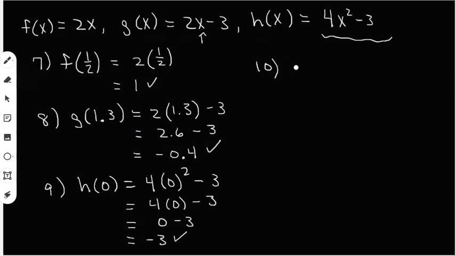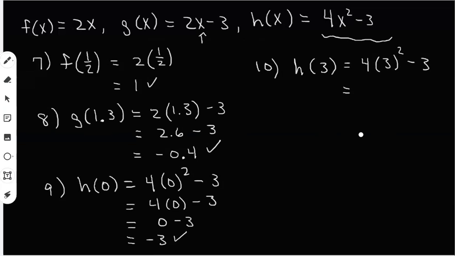10 is h of 3. See if you can get it before I get it. Once again, I'm letting 3 be my input, and we're trying to figure out what our output is going to be. The output is whatever answer we get at the very end, right? So we're going to be using the function h of x this time. So I'm going to be using that 4x squared minus 3. I'm going to let my x be 3. We need to square that, and we need to subtract 3.